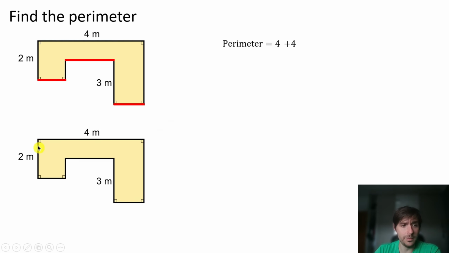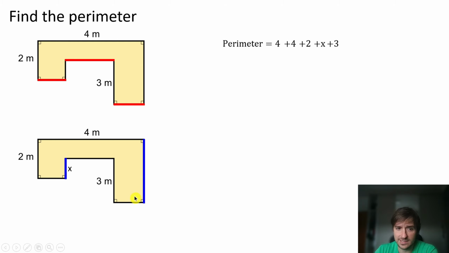So we already know this vertical side that is equal to 2 meters. Let's add it to our equation. We do not know this side here. Let's call it x and add it to our equation. This side over here, we already know is 3 meters. Let's add it to our equation. And this side here, we do not know. Let's write it in terms of x.